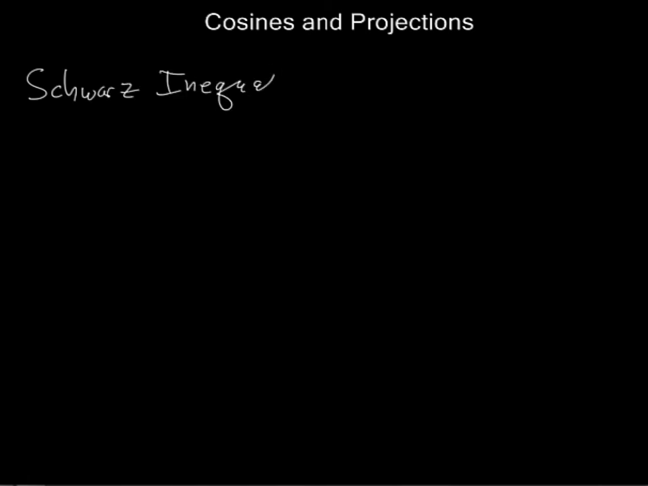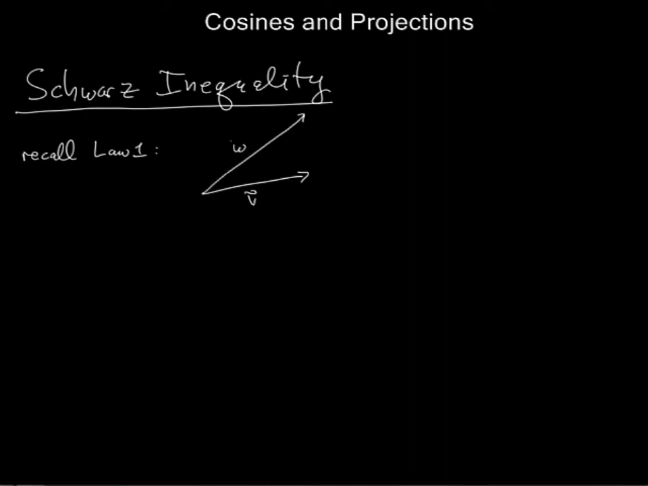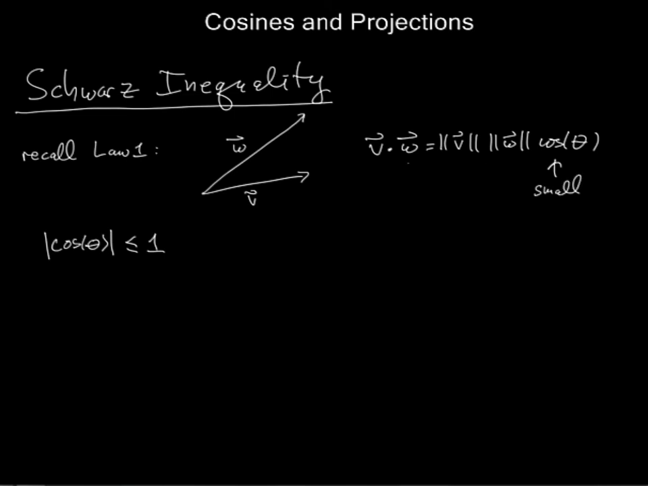Okay, I'm going to talk next about an important inequality which comes out of all of this. It's called the Schwarz Inequality. And I'm going to derive it in a slightly different way than the book does. Just look at the first law, which says that if you have two vectors v and w, their dot product is the length of v times the length of w times the cosine of the angle. And remember that cosine is a number of absolute value less than or equal to 1. So that gives you an inequality.